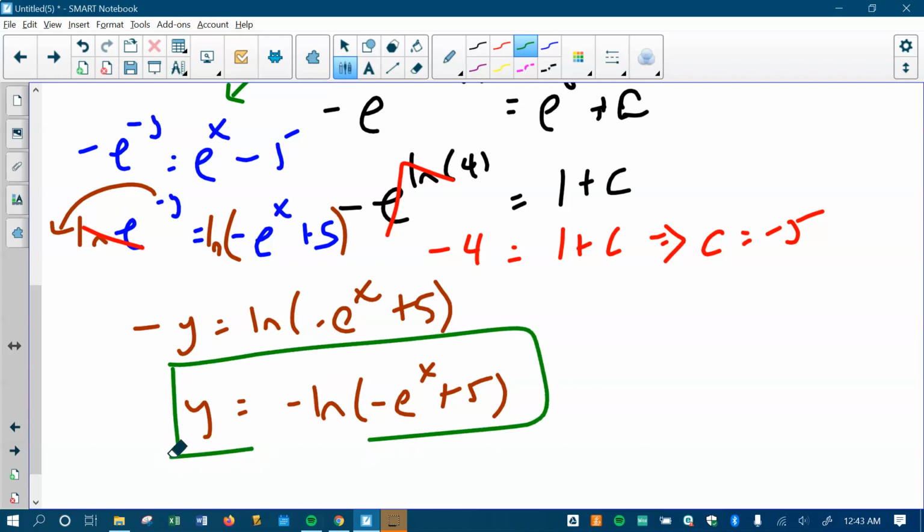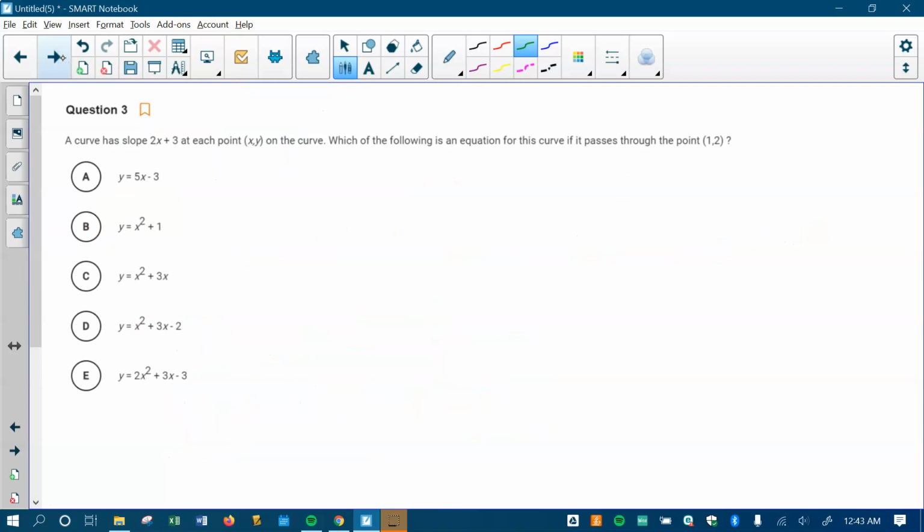Let's go to number 3. Okay, a curve has a slope of 2x plus 3 at each point. Well, let's see. What do we do with that piece of information? A curve has a slope of 2x plus 3. Well, if it's at each point x, y, that sounds like a derivative. So y prime equals 2x plus 3.